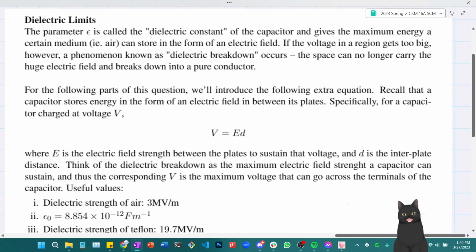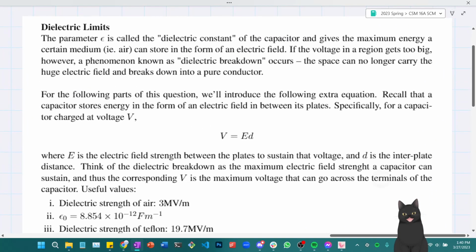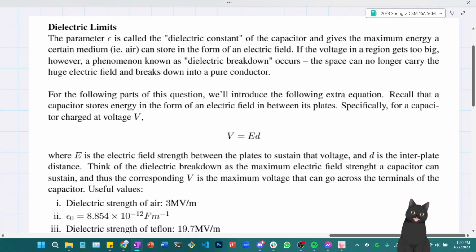Now here we're going to talk about capacitance again, and first of all, we call the parameter epsilon, which you have seen in the lecture, the dielectric constant of the capacitor, and it gives the maximum energy a certain medium or substance between the conductor plates can store in the form of an electric field. So this is the physics of a capacitor.